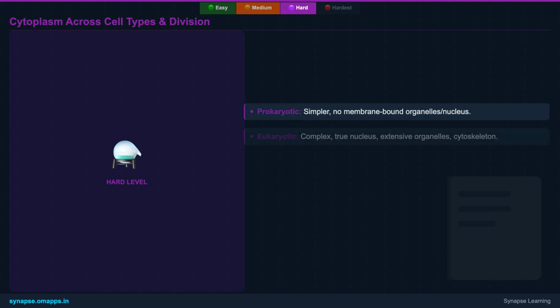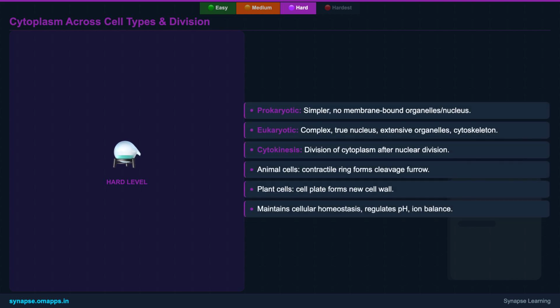Let's compare cytoplasm across different cell types and its role in division. In prokaryotic cells, cytoplasm is simpler, lacking membrane-bound organelles and a true nucleus. Genetic material floats freely. Eukaryotic cells, however, have a true nucleus and an extensive network of membrane-bound organelles, leading to greater complexity. Cytokinesis, the division of cytoplasm, is the final stage of cell division.